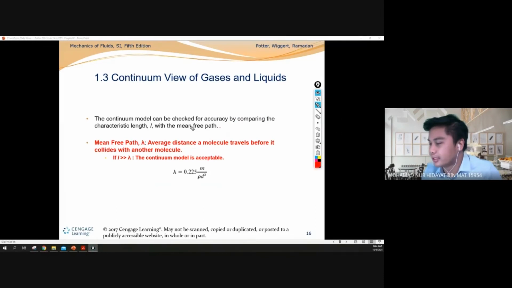Alright, so this mean free path we consider as a lambda. If the characteristic length is bigger and bigger than lambda, which is the mean free path, the continuum model is acceptable. Okay, what is the mean free path? The average distance a molecule travels before it collides with another.